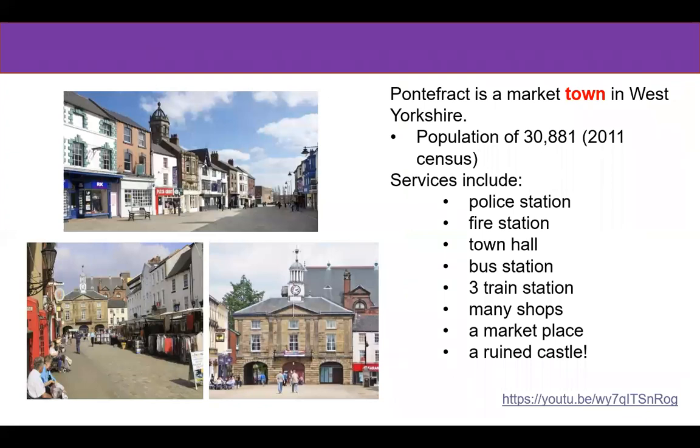Pontefract. Pontefract is a market town in West Yorkshire. It has a population of approximately 30,881 people, and possibly more because that was taken during the census in 2011. Services in Pontefract include a police station, a fire station, a town hall, bus station, 3 train stations, lots of different types of shops, probably banks as well, marketplaces, and it has a ruined castle also.